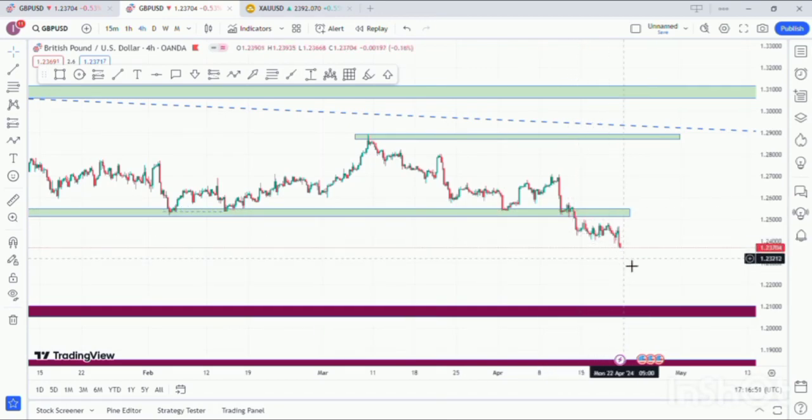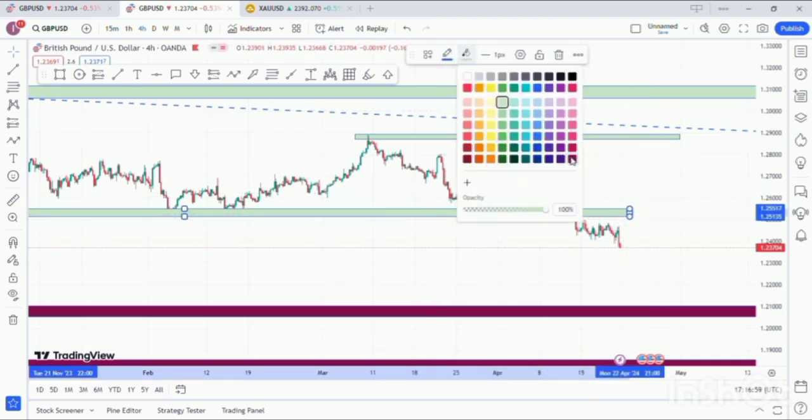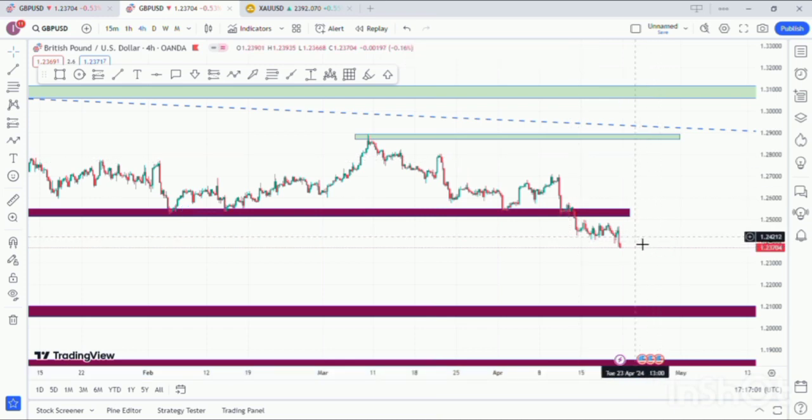So we are expecting a retest of this zone. Sorry, I'm just going to change the color of this so it doesn't confuse us. Yes. So we are expecting a retest of this zone. We're expecting price to retest this support zone, turn it into a resistance before moving to the downside, that's to the next support.